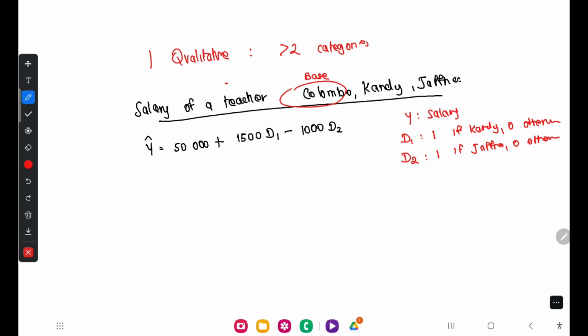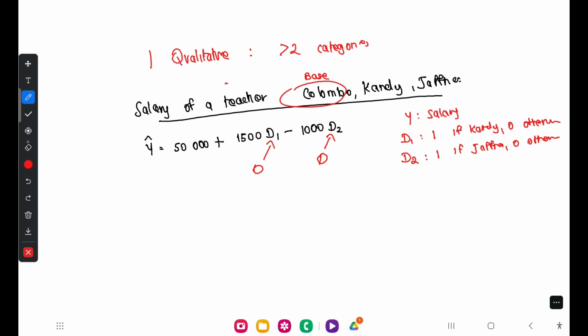So if I don't put 1 for both the variables, that means that person is from Colombo. Understood, right? If I put 1 over here, that means that person is from Kandy. If I put 1 over here and 0 over here, that means that person is from Jaffna. If I put 0 for both, then that person is from Colombo.